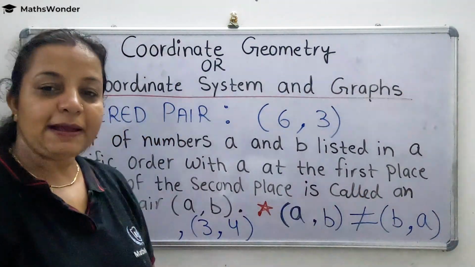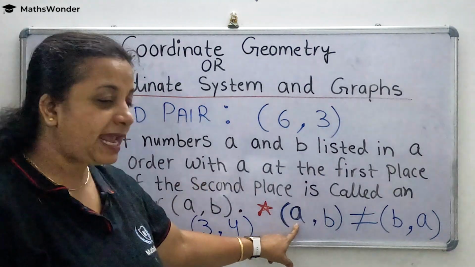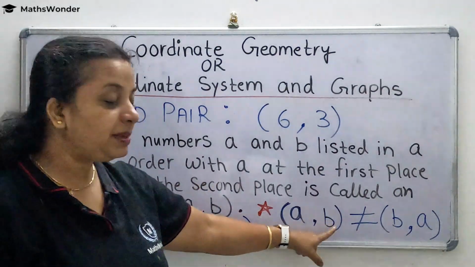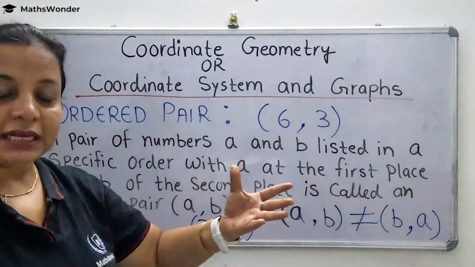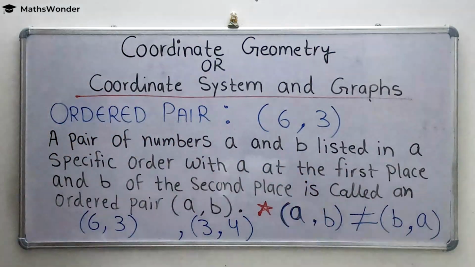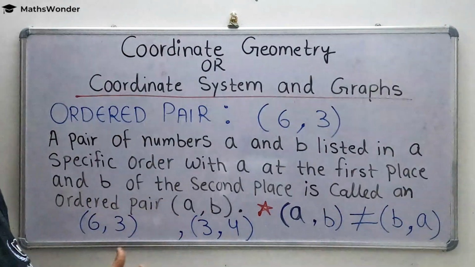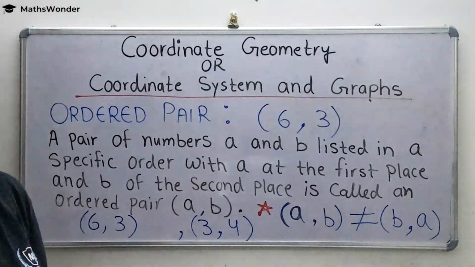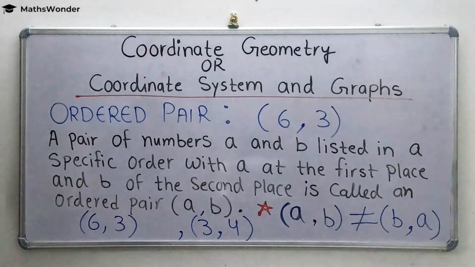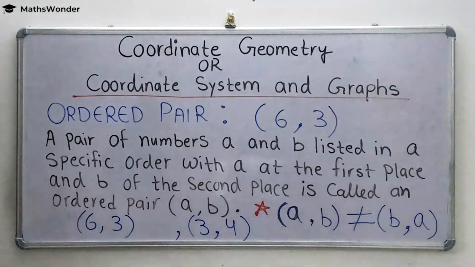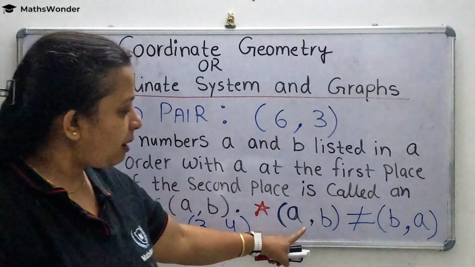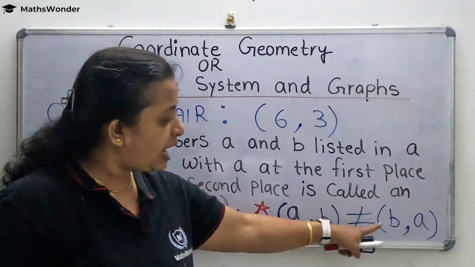Use the same place. Why? I will tell you later, because A is on the x-axis, B is on the y-axis. If you change the place, the axis will change, which is not possible in the Cartesian plane. Okay, got it? Important part. Note down with a star mark. Don't change the sequence, like subtraction.